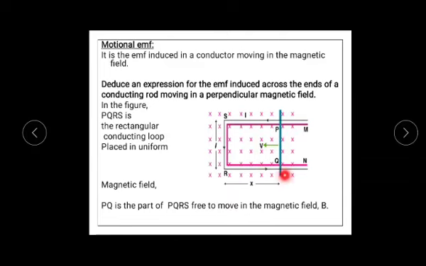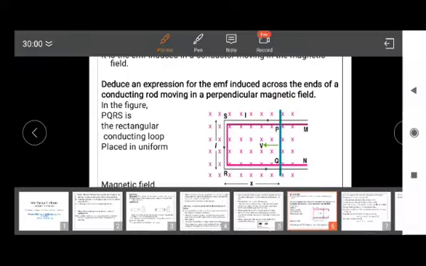This PQ is a conducting part, which means you can consider it as a conductor, and it is free to move in the magnetic field. So here is the magnetic field. In this magnetic field, you are moving the conductor in this direction, with velocity V. If it is moved in the magnetic field, the magnetic field lines will be cut and there will be a change in magnetic flux. When there is a change in magnetic flux, EMF is induced. That EMF is what we call motional EMF. Now let us go to the next point.